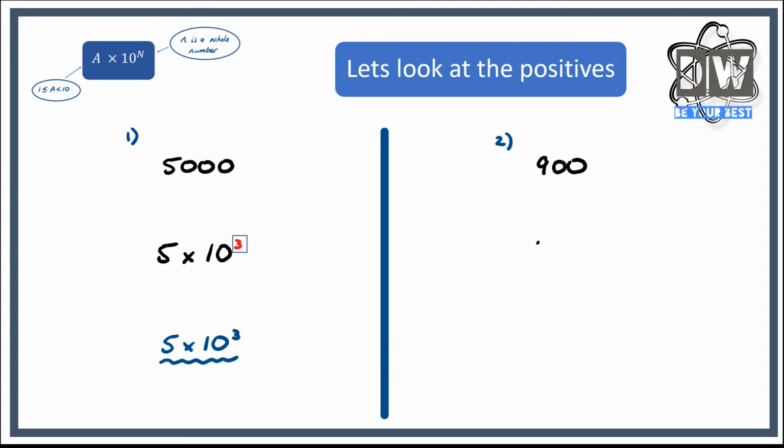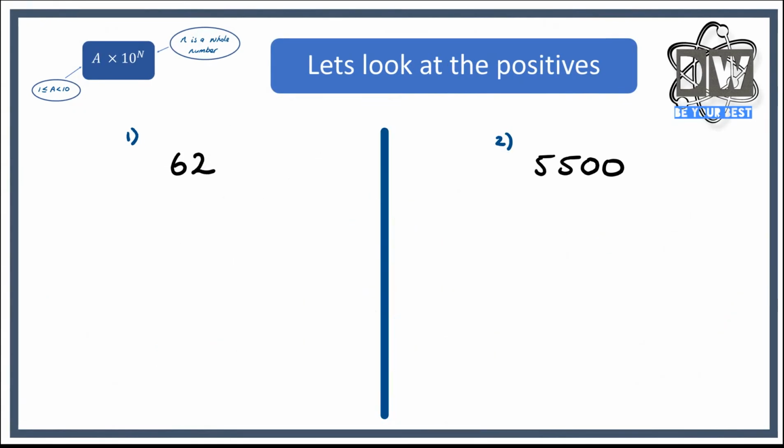Our starting point for question number 2 would be 9 times 10 to the power of something. What do we think it's going to be? Remember, I'm taking it from here and I'm going to go this way. So it'd be timesing by 10 to the power of 2, because 10 to the power of 2 is 10 times 10, which is 100. 9 times 100 gives us 900. Remember, 10 times 10 times 10 is 1,000. 5 times 1,000 gives us 5,000. So remember, my answer would be 9 times 10 to the power of 2.